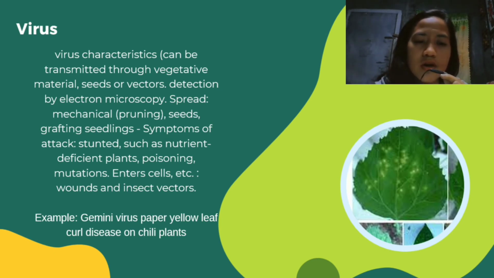Next is virus. Virus characteristics: it can be transmitted through vegetative material, seeds, or vectors. Detection is by electron microscopy. Spread is mechanical, by seeds, and by grafting seedlings. Symptoms of attack: stunted plants, such as nutrient-deficient plants, poisoning, mutations. Viruses enter cells through wounds and insect vectors. For example, Gemini virus, pepper yellow leaf curl disease on chili plants.